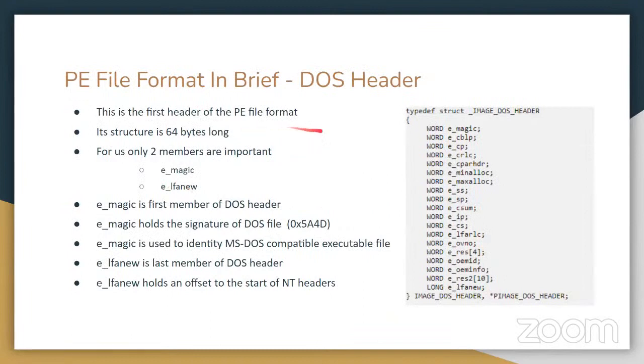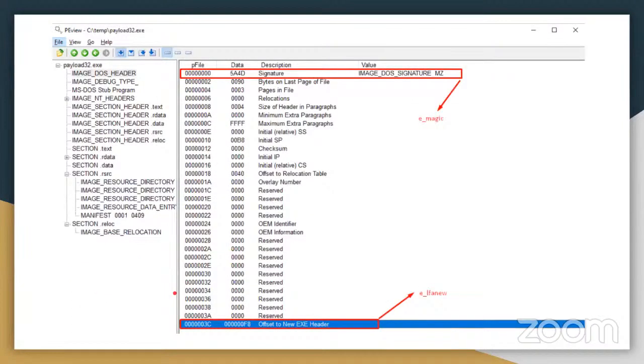The DOS header is the first header of the PE file format, and this is a 64-byte long structure. There are lots of members here, but we are only interested in e_magic and e_lfanew. The e_magic is the first member, and it holds the signature of the DOS file, which is MZ. We all know that it's MZ. Another member is e_lfanew, which holds the offset to the start of the NT header. Whenever we are parsing the PE header in our code, if we parse the DOS header and add the e_lfanew offset to it, we will reach the NT headers. That's why e_lfanew is important to us. This is the DOS header, and all the members are here, in PE-bear.